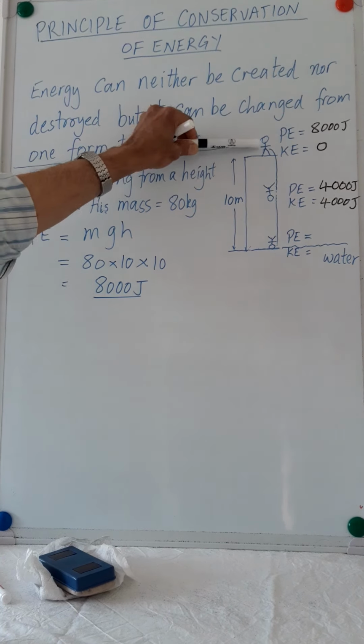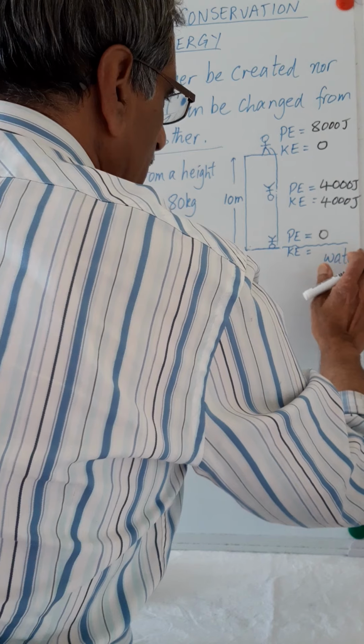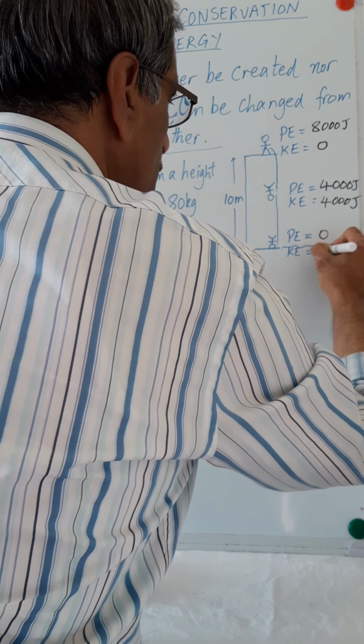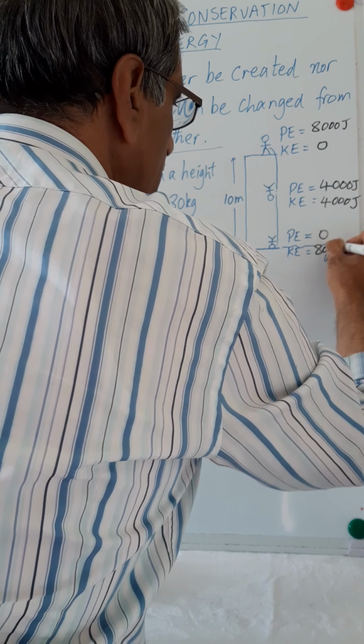As he comes down, he's losing more and more potential energy and changing it into kinetic energy. So his potential energy at the ground level will be 0, and his kinetic energy will be 8,000 joules. So he hits the water with an energy of 8,000 joules.